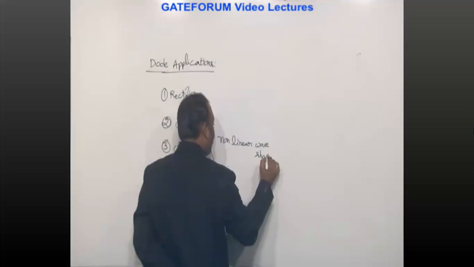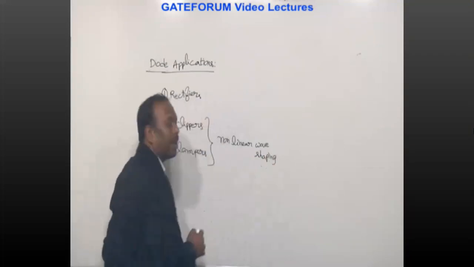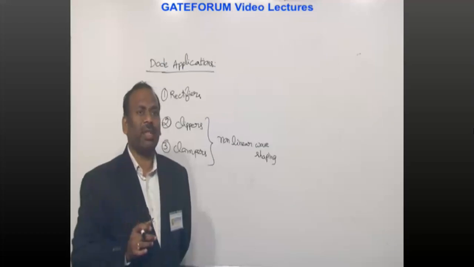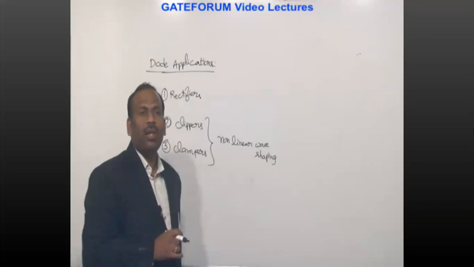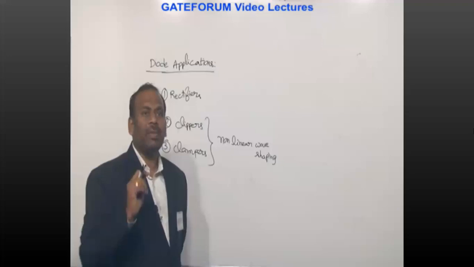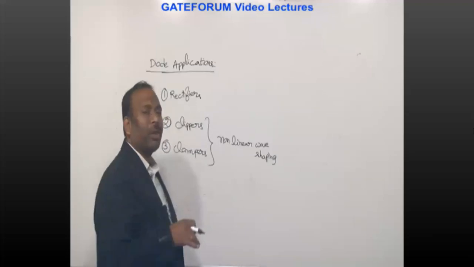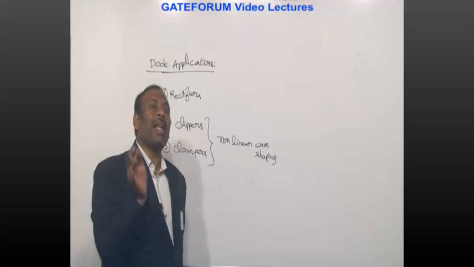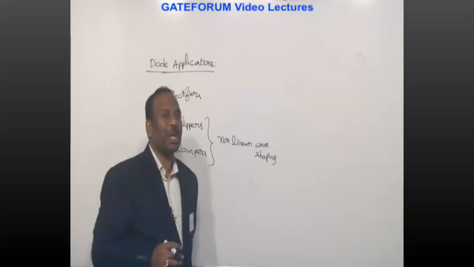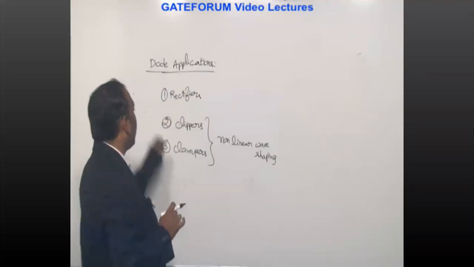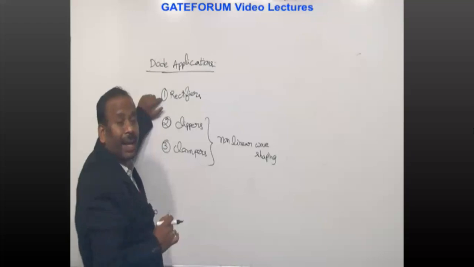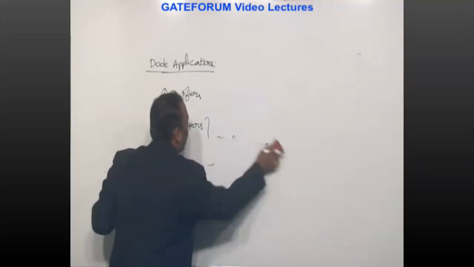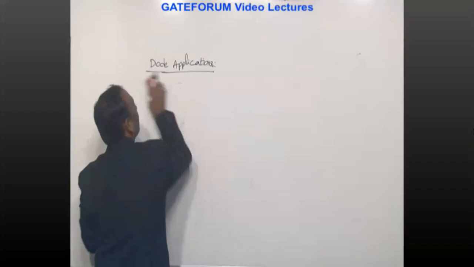If you see the syllabus, clippers and clampers are specified under non-linear wave shaping, and linear wave shaping is specified separately. So right now we are going to see clippers and clampers. At the end of the analog circuits, we are going to see linear wave shaping. At that time I will explain the difference between linear and non-linear wave shaping. Is it clear? Now we'll start with the first application of a diode, that is the rectifier.